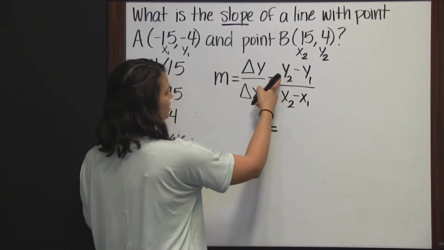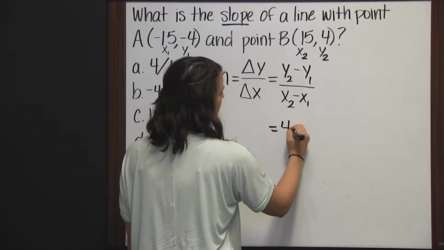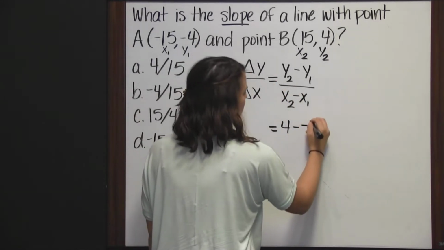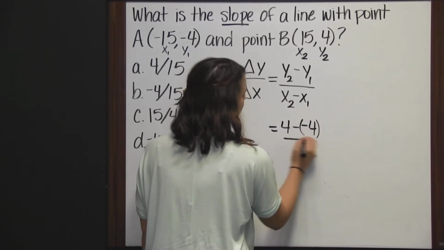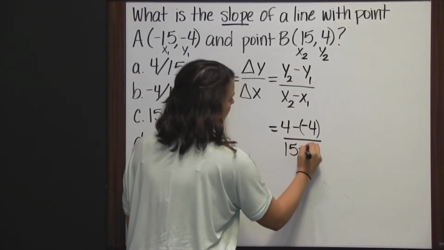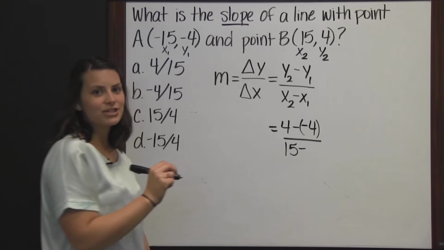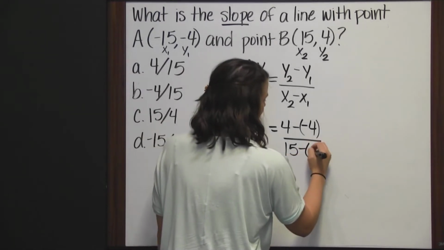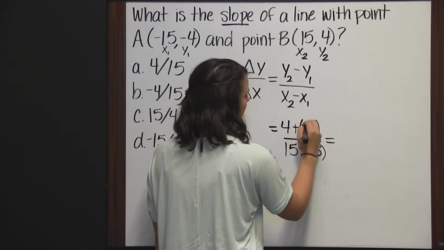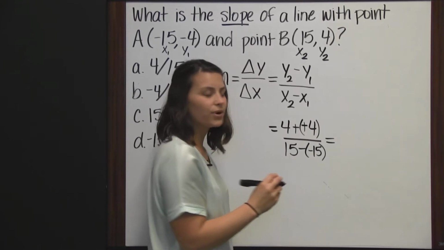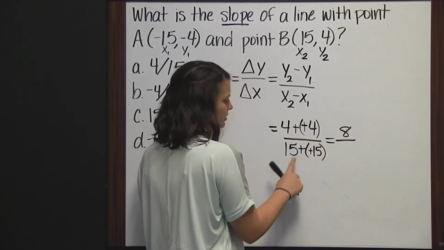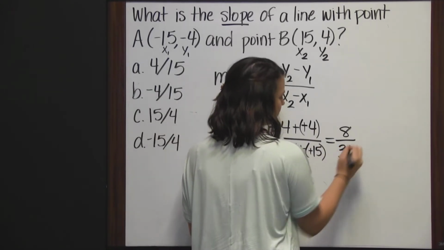So we'll start with y2, which is 4, minus y1, which is a negative 4, divided by x2, which was 15, minus x1, which is negative 15. And then we simplify. So we can add the inverse, and 4 plus 4 is 8, divided by, and again we can add the inverse, and 15 plus 15 is 30.